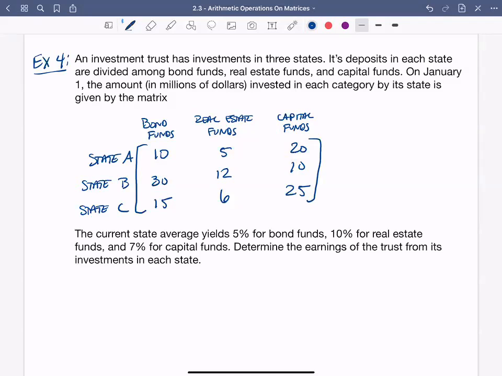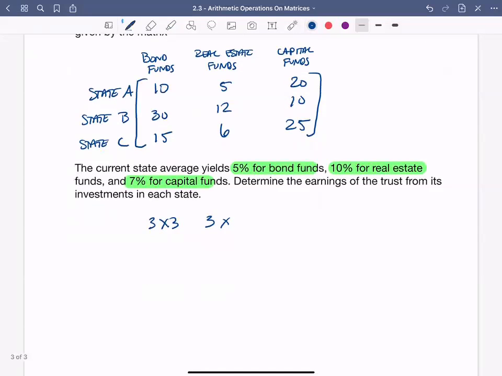So we first want to say that we're going to be multiplying this. This is a 3 by 3 matrix. So in order to multiply this, a 3 by 3 matrix has to be multiplied by a 3 by something in return. Well, we have three things here: 5% for bond funds, 10% for real estate, and 7% for capital funds. So we're going to write our matrix here as a 3 by 1.